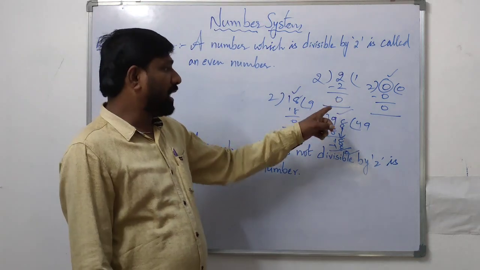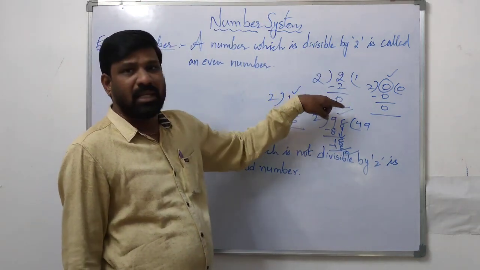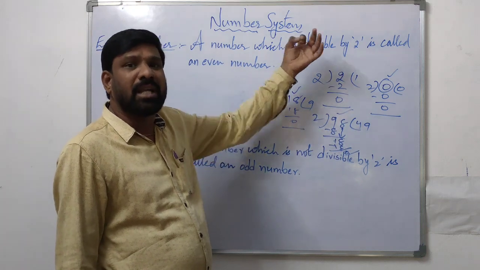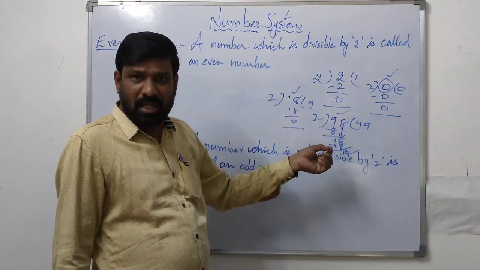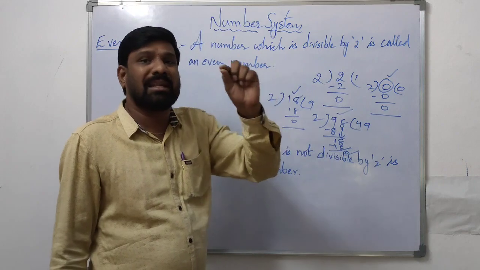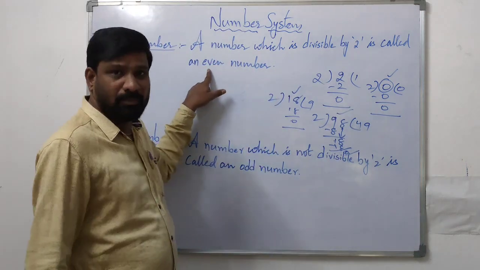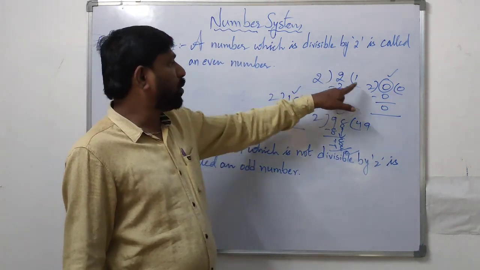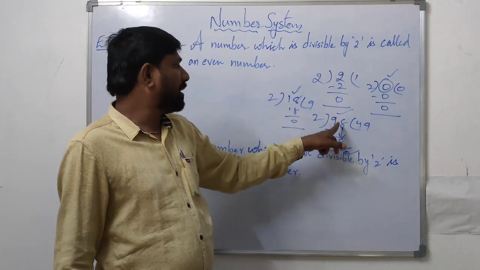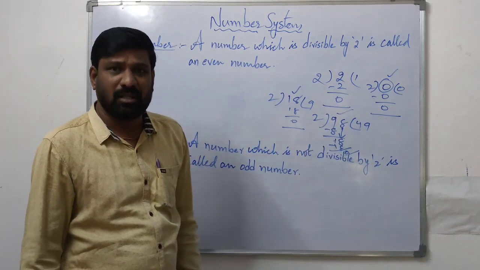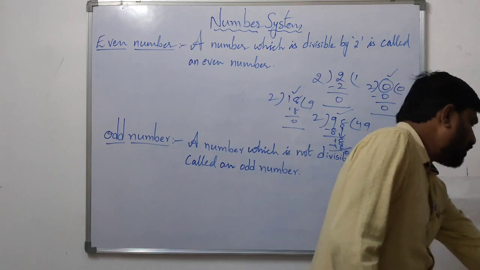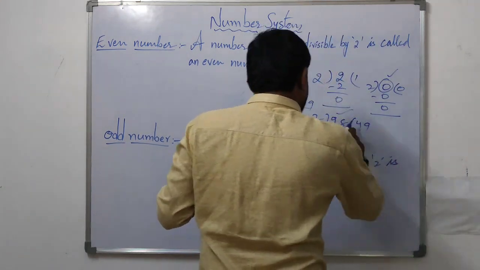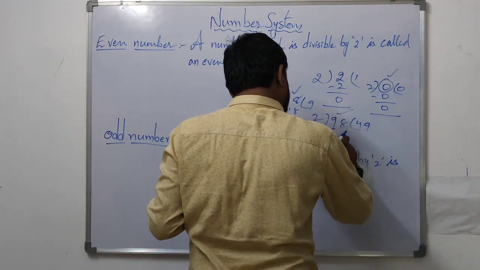I think you have gotten clarity on what divisible by means. Divisible by means when we are dividing a number with 2, if we get the remainder 0, then that number is called an even number. Like this, 2, 4, 0, 18, 98, these all are even numbers. So you can apply this to all numbers.